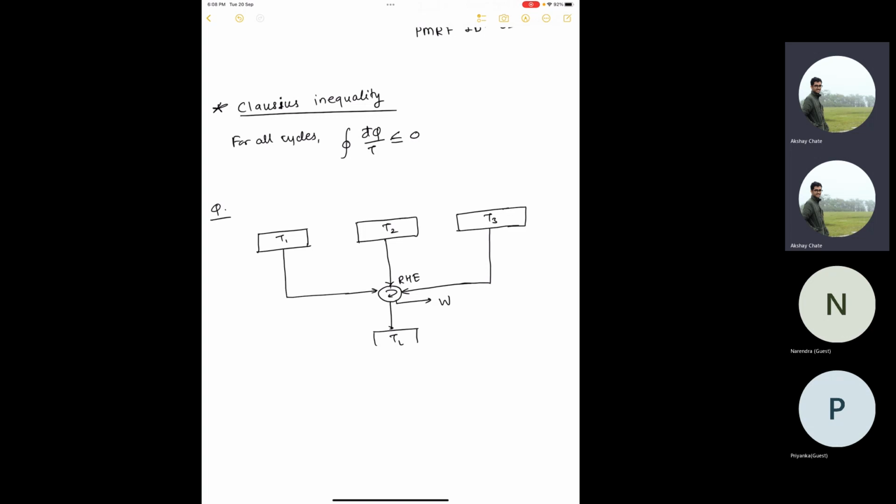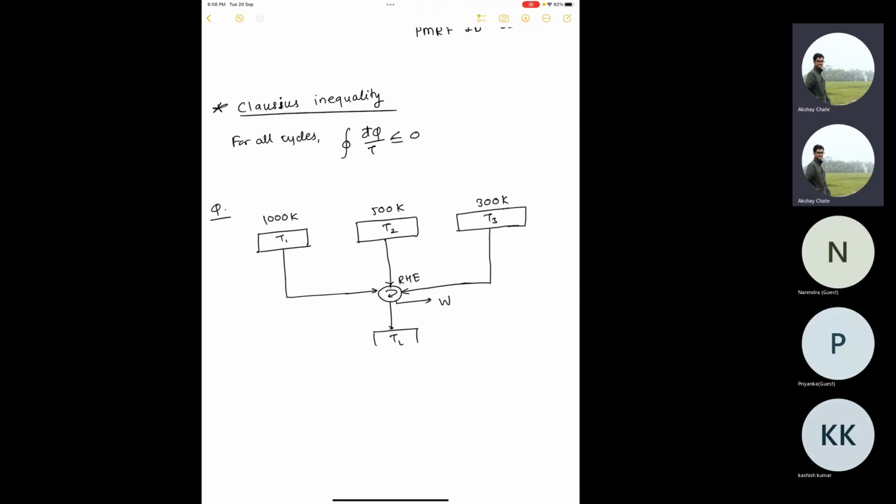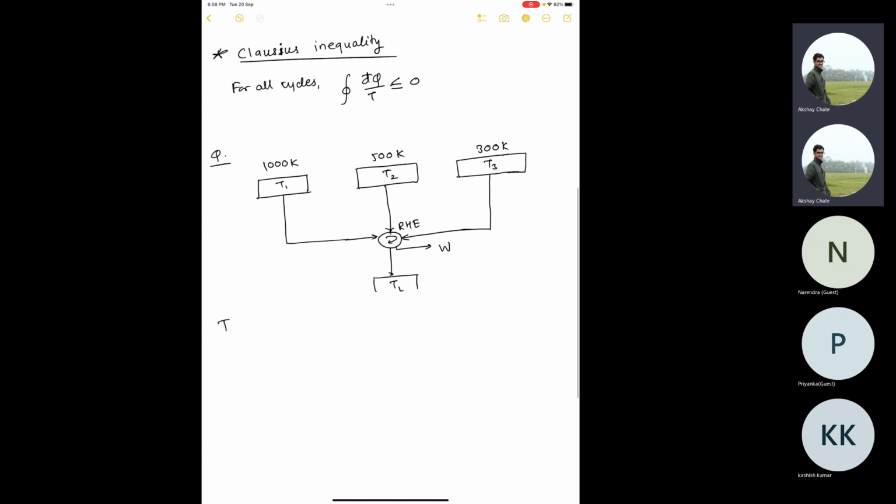It is given that T1 is 1000 Kelvin, T2 is 500 Kelvin, T3 is 300 Kelvin. Nothing is mentioned about the sink temperature, and it is asked that you need to find the efficiency of this reversible heat engine. This is a 2 mark question in a GATE exam, mechanical exam.